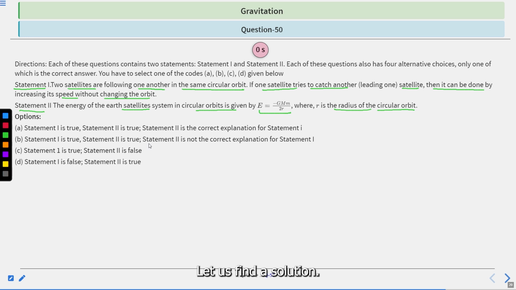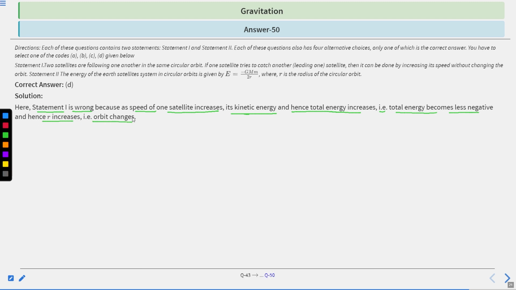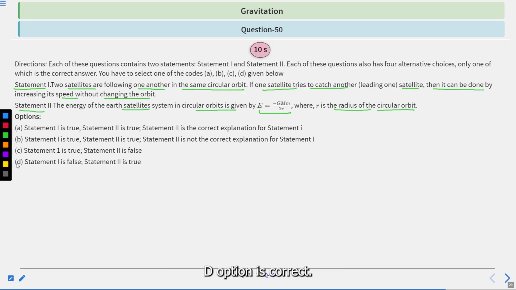Let's find the solution. Here statement first is wrong because as the speed of one satellite increases, its kinetic energy and hence its energy increases. That is, the total energy becomes less negative and hence r increases. That's why the orbit changes. That's why option D is correct.